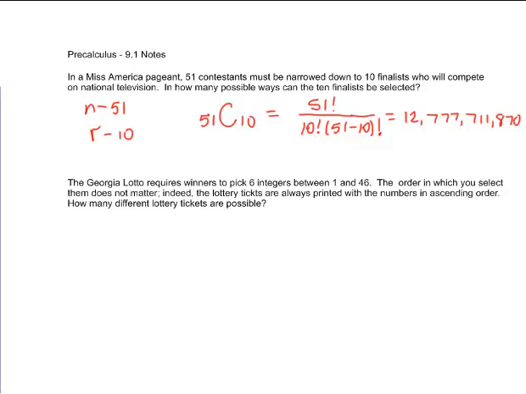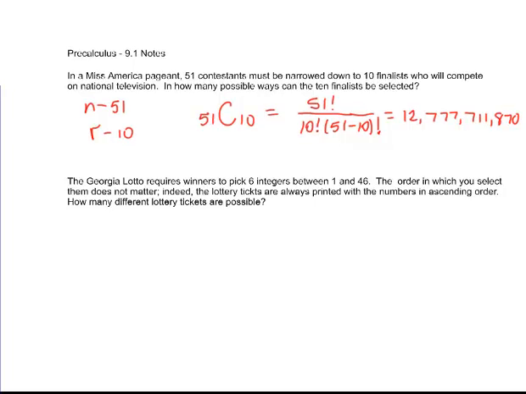All right. Well, what about the Georgia Lotto? The Georgia Lotto requires winners to pick 6 integers between 1 and 46. The order in which you select them does not matter. Indeed, the lottery tickets are always printed with the numbers in ascending order. How many different lottery tickets are possible?